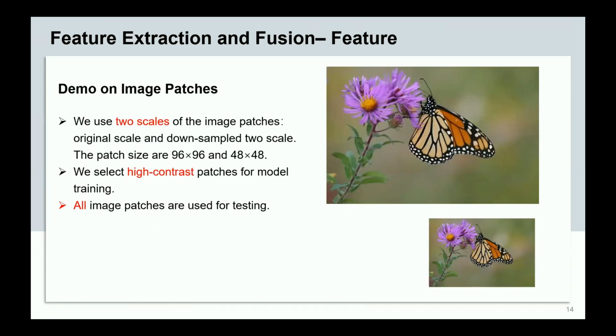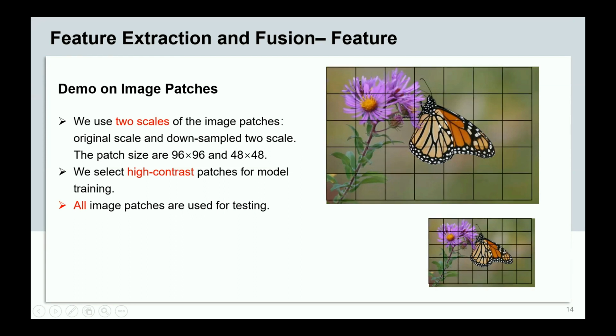Here is a demo of image patch selection. We use 2 scales of image patches: the original scale and a downsampled scale, where the height and the width are half of the original ones. Besides, the patch sizes are 96 by 96 and 48 by 48.